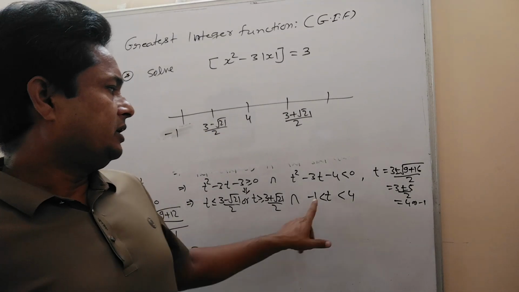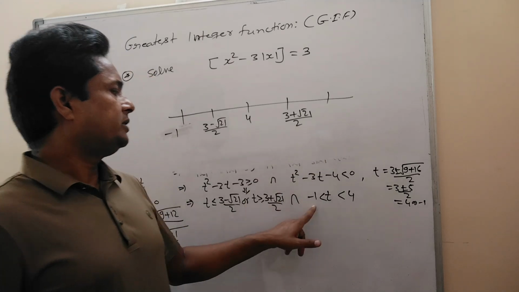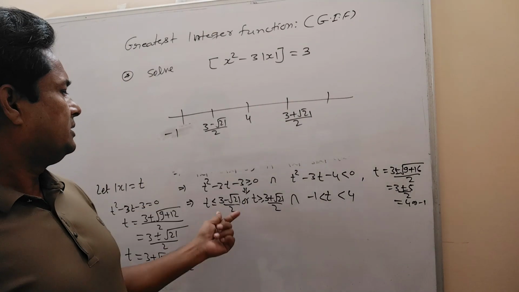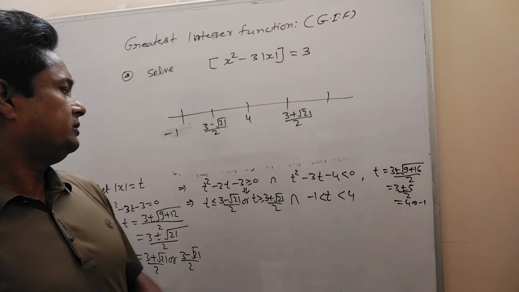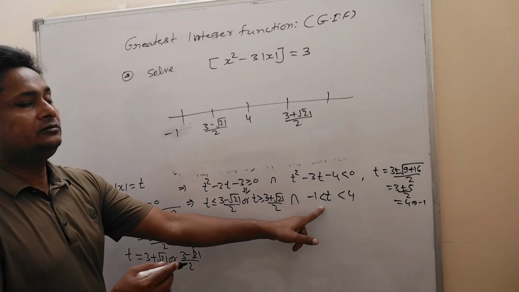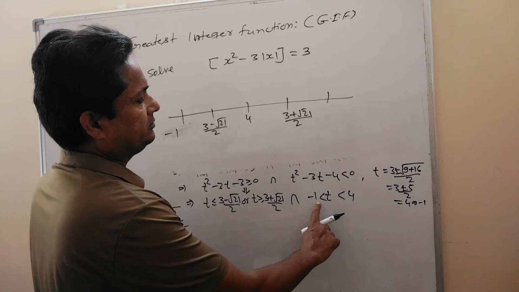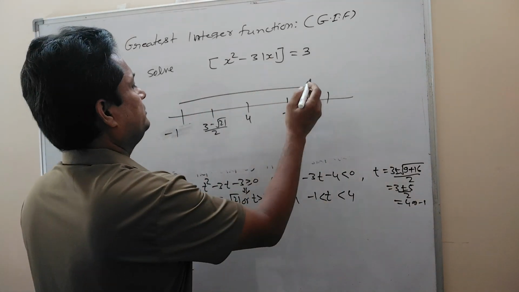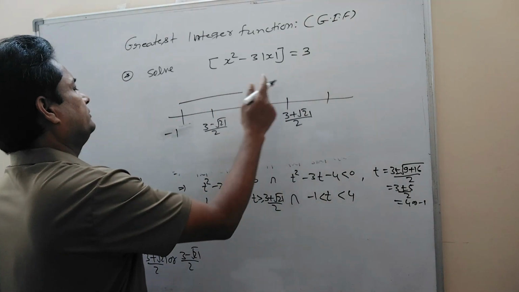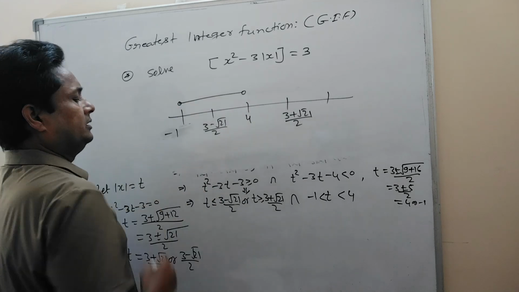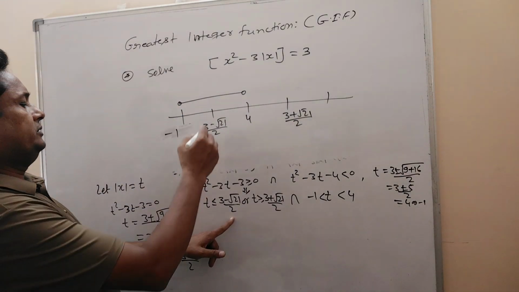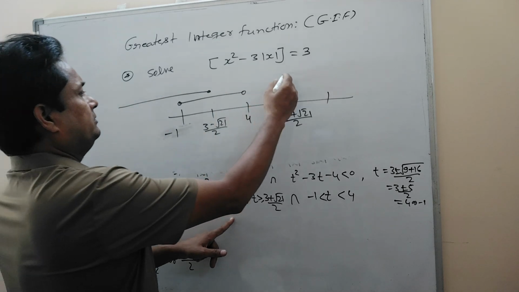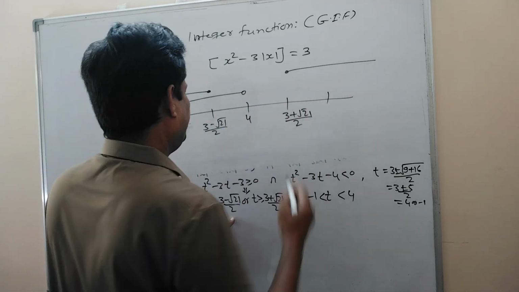Right. Mark these roots on the number line: minus 1 and 4 will be here, and these two roots will be here. So the solution of this one for t is minus 1 to 4, and the solution of the other will be t less than or equal to this one, or t greater than or equal to this one.